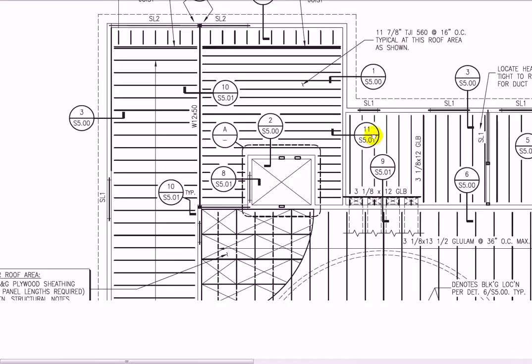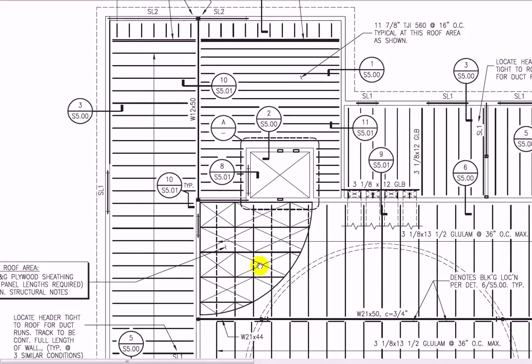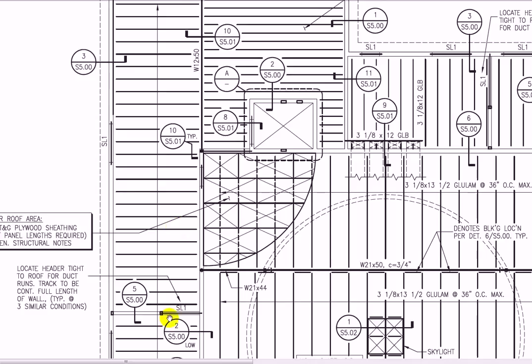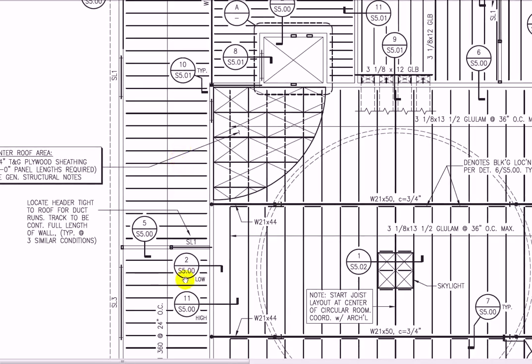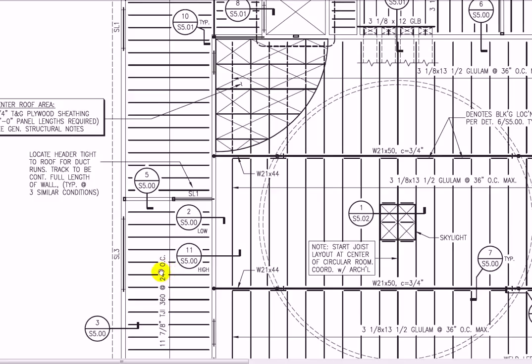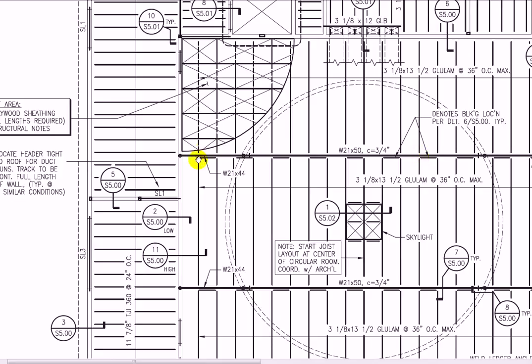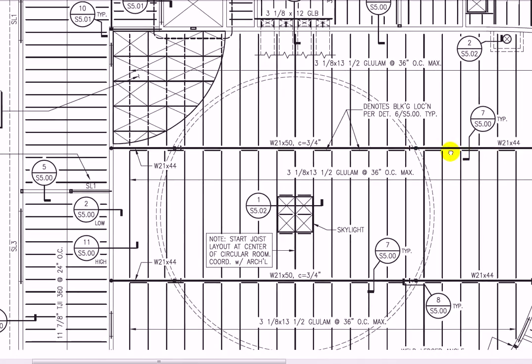If we scan around here, we've got some roof areas, plywood sheathing, and right here we have truss joists at 24-inch on center. Here we have a steel beam going across, this 21 by 50. C 3/4 inch means there's a 3/4 inch camber on the beam. It looks like this little symbol here looks like it stops. So it's a 21 by 44, runs over the column, and then there's a splice and another splice there. And then we have these 3/8 inch by 13.5 inch glue laminated beams going between here.